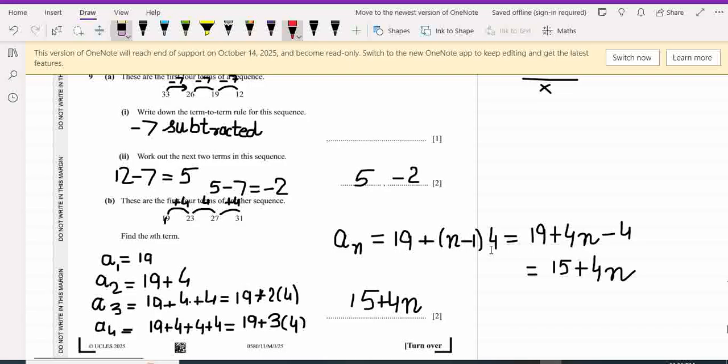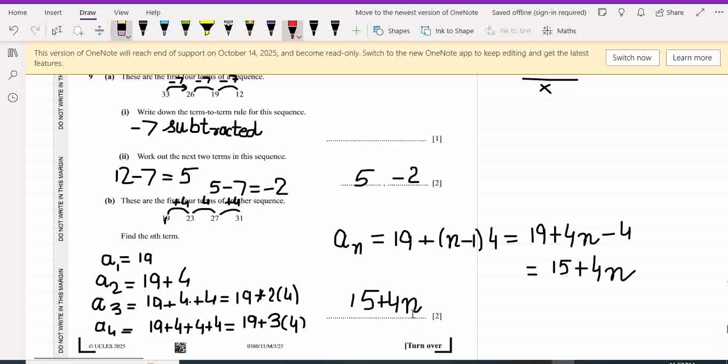We simplify it, multiplying 4 inside the bracket, so you get 19 plus 4 times n is 4n, minus 4 times 1 is 4. Now 19 minus 4 is 15. So the final answer is 15 plus 4n. So the expression for the general term is 15 plus 4n.